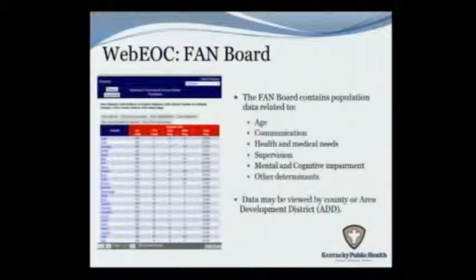So, WebEOC, as I said, is our Emergency Operations Center online for public health preparedness, and that has the age, communication, health and medical, supervision, mental and cognitive impairment, and those other determinants on there. You can view the data by county by clicking on a county name, or you can view it by the area development district. For counties, it'll pull up a PDF that gives a county snapshot, which is cool.